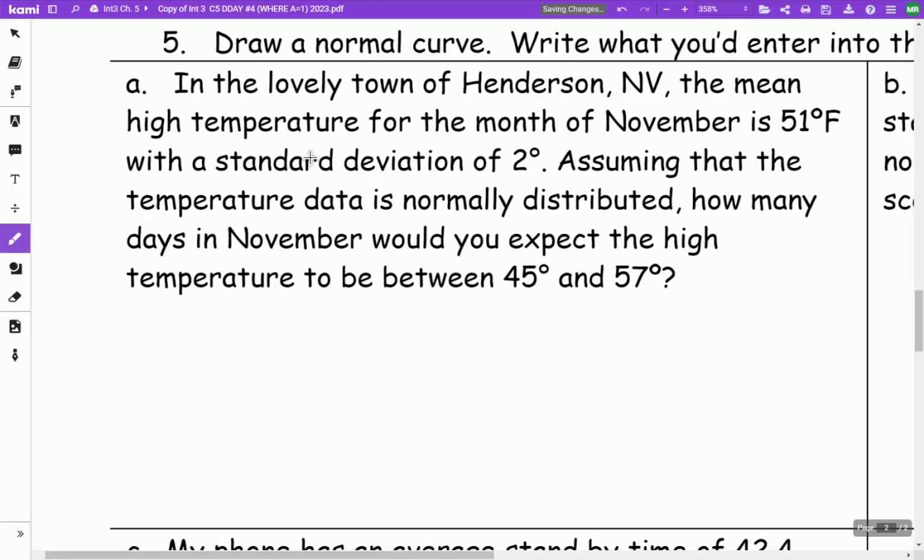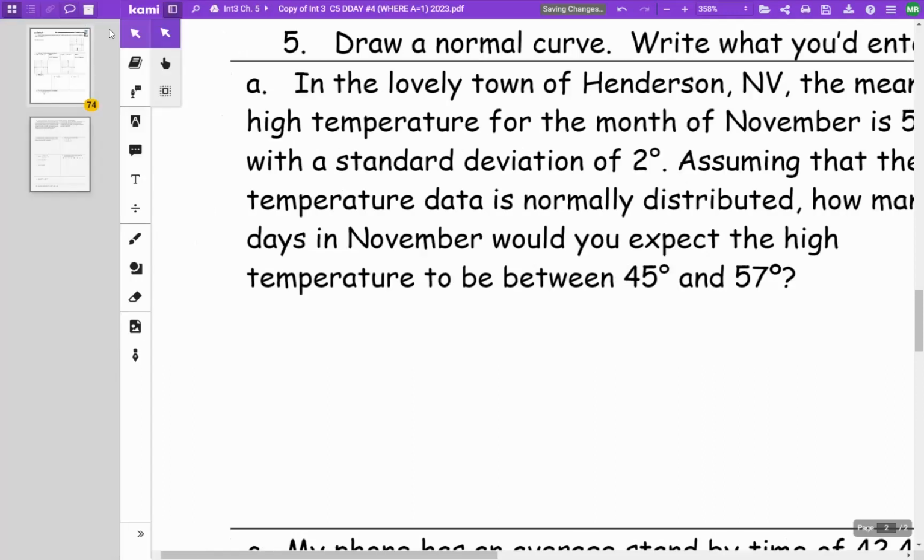And we're going to be doing a normal distribution. I'm just going to grab one that I already have saved here.